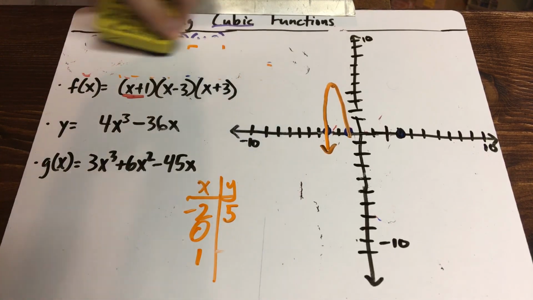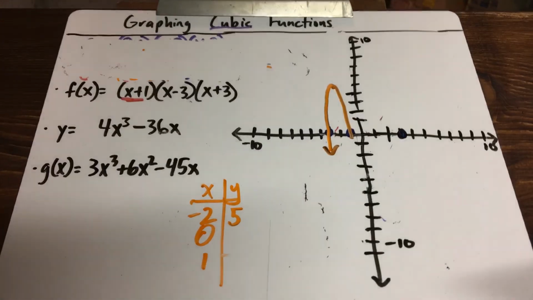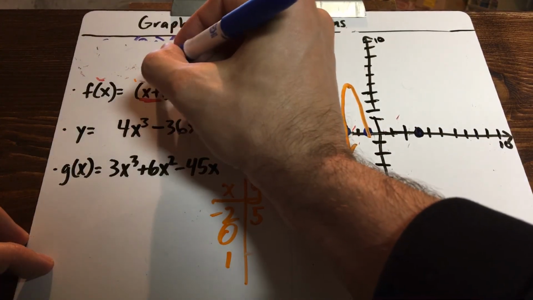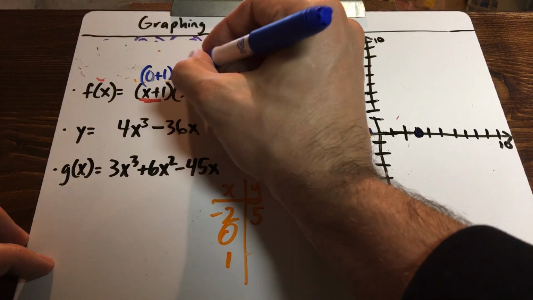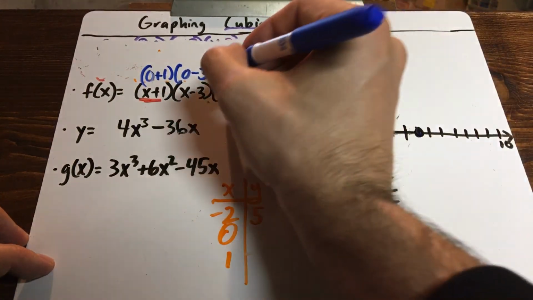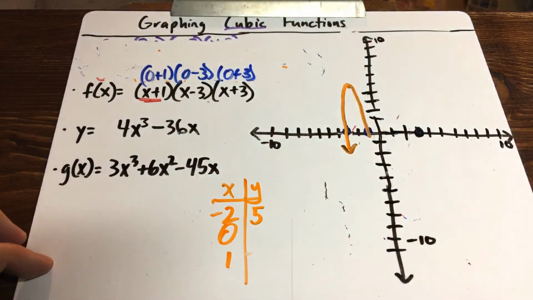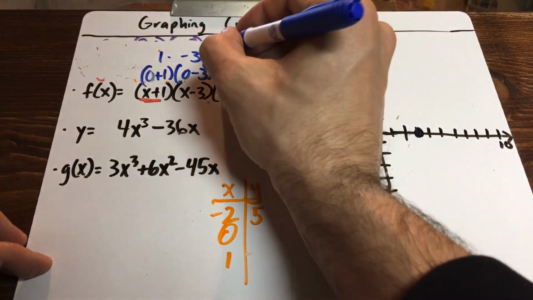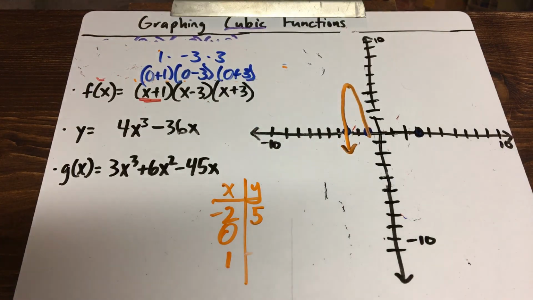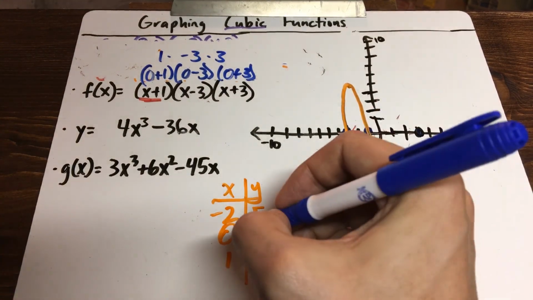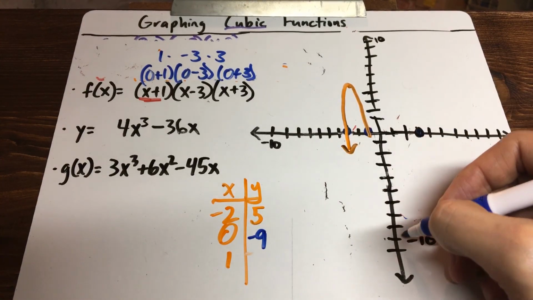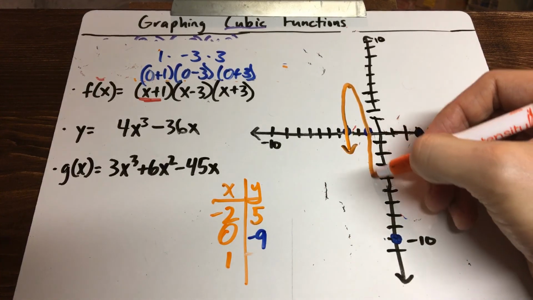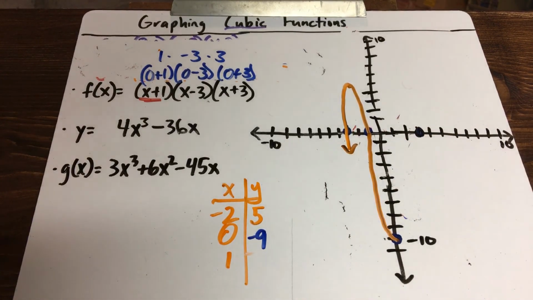Now if I put 0 in the spot of the x's, I just work it out by substituting 0 in there. So it would say 0 plus 1, 0 minus 3, and 0 plus 3. And then you can just work it out. That would be 1 times negative 3 times positive 3, which is negative 3 times 3, which equals negative 9. So 0, negative 9, way down here, is another point. If I get my orange marker back, I've got at least this part of the curve.